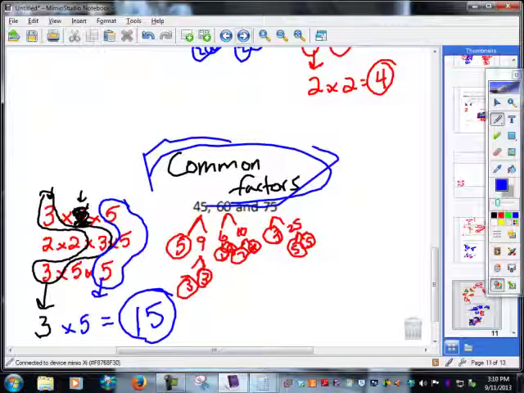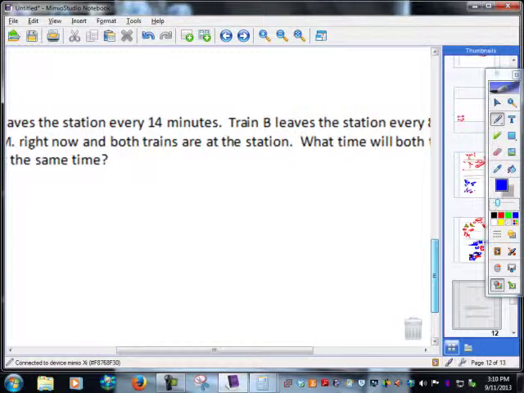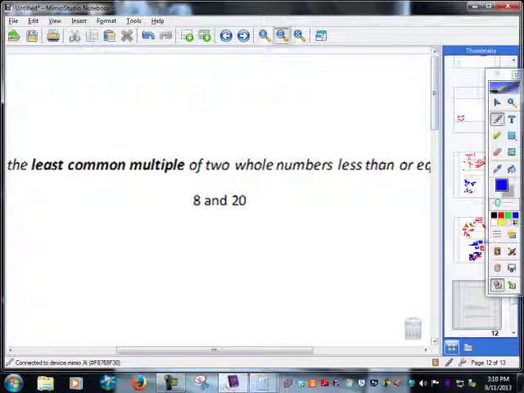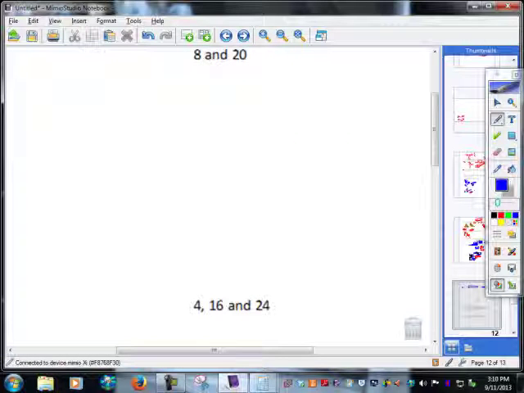Okay, let's go to the next page. Okay, here we go. I'll zoom out just a bit. It says I can find the least common multiple of 2 whole numbers less than or equal to 12. Don't worry about this. This will confuse you. This is just finding LCM of 2 or more numbers. Okay? So we bring this in. Again, first step, always do the prime factorization. Prime factorization's got to be the first step to all these.